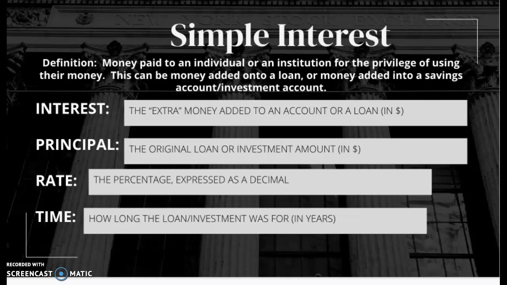Interest has four parts. It has the interest itself, which is the extra money that's added to an account or to a loan, and that unit is in dollars. The principal is the amount of the original loan or the original investment amount. The rate is the percentage, and this varies, and this is expressed as a decimal. And then time is for how long the loan is for, or for how long your money was sitting in the investment account. And this unit is in years. So be careful. If your question gives it to you in months, you need to convert it.